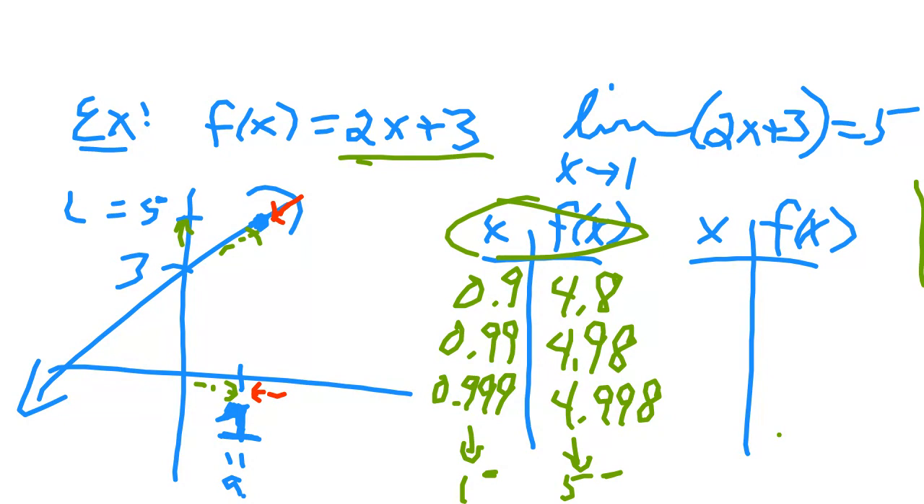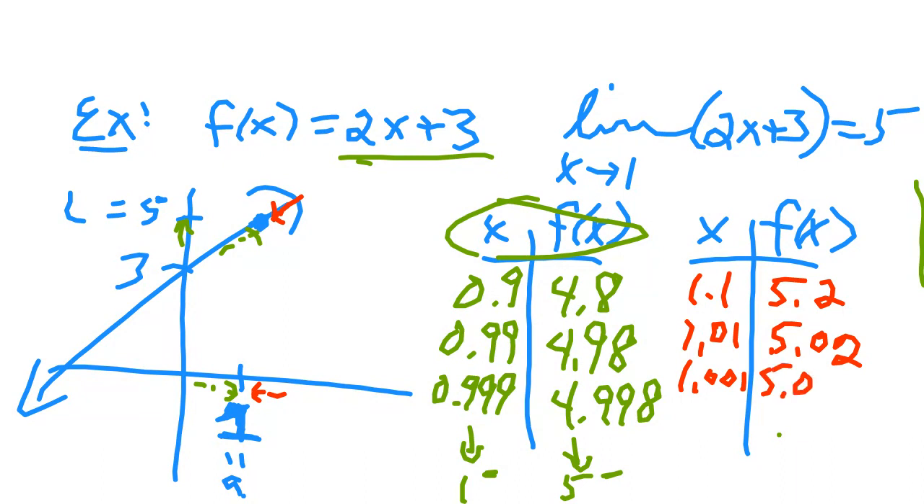All right, so let's approach from the right. What's to the right of 1? Well, 1.1, if I double that, 2.2 plus 3 is 5.2. If I double 1.01, getting a little closer, it's 2.02, so this is 5.02. If I plug in 1.001, double that, 2.002 plus 3 is 5.002.